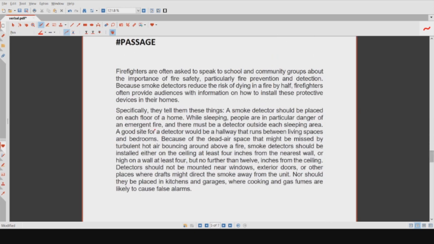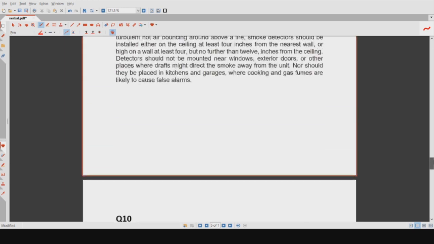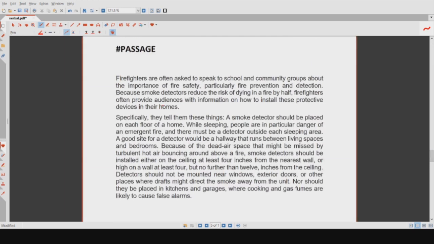The second passage has the same sub questions, so that's why I told you to read the passages very, very carefully, because most of the questions were asked on the passages only. So let's see the next passage.